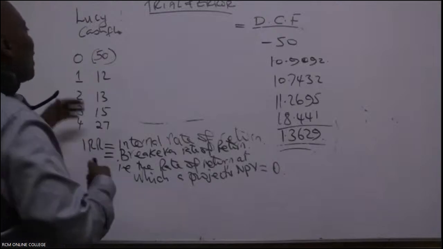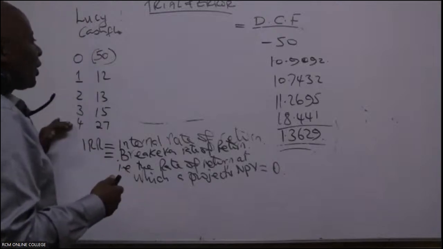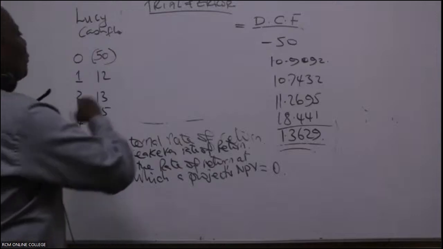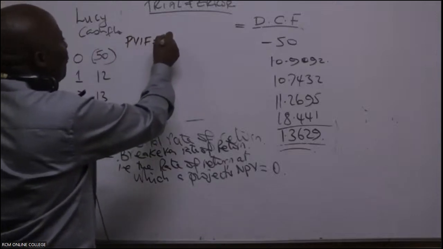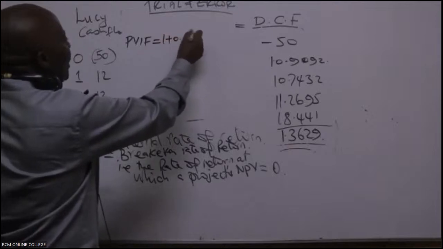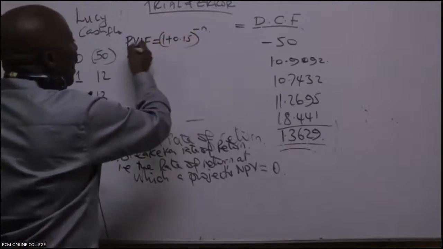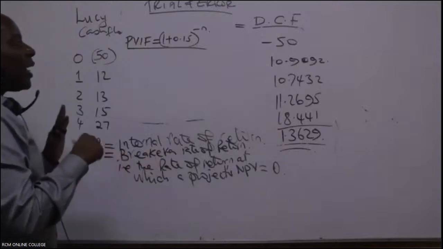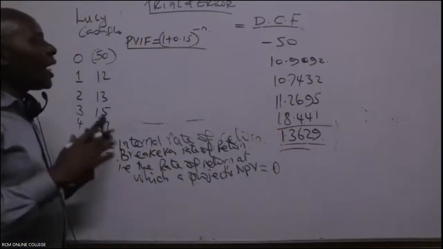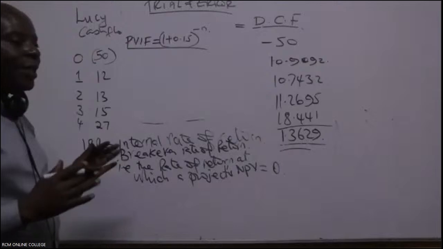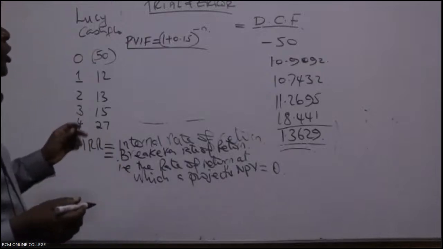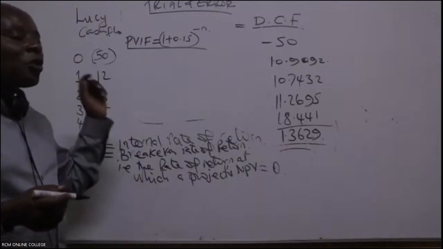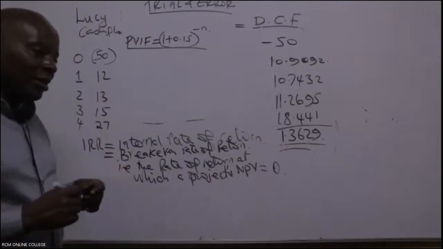So then what I would want you guys to do is to copy these cash flows afresh, and then you write there PV, 1 plus 15% raised to negative n. Now we are trying a different arithmetic. This time around, ladies and gentlemen, using 15% as the cost of capital is trial and error.